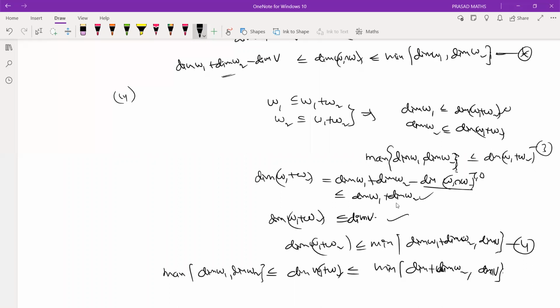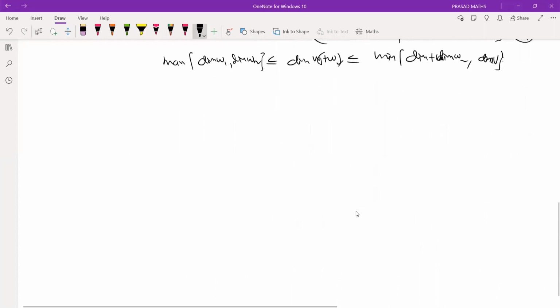Suppose you are asked to find the lower bound for this. What is the lower bound? Maximum of dimension of W1 comma dimension of W2. Suppose you are asked to find the upper bound for this. Dimension of W1 plus dimension of W2 comma dimension of V. Using these two ideas, suppose your problem.